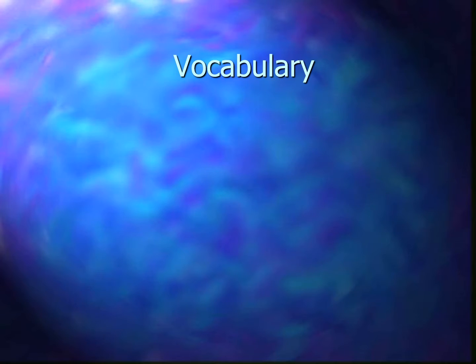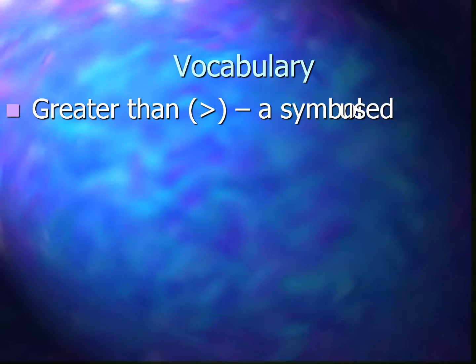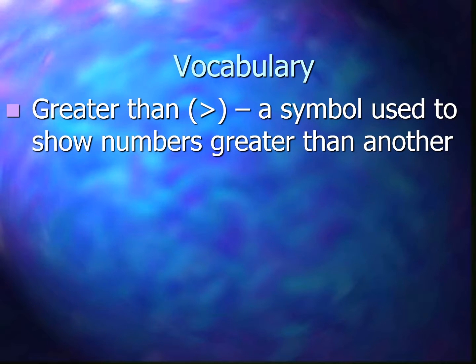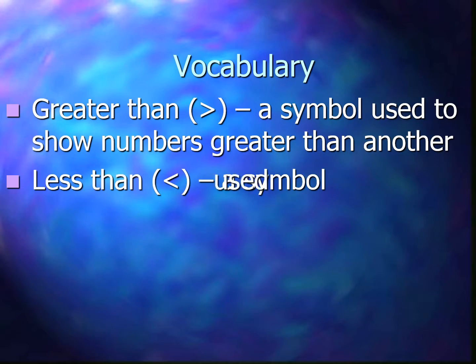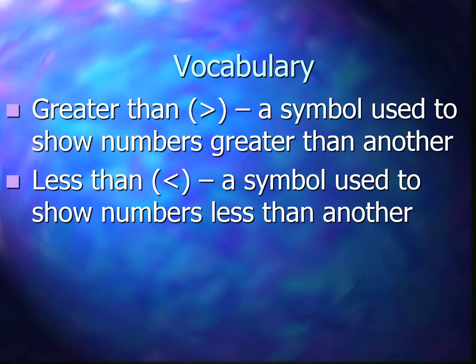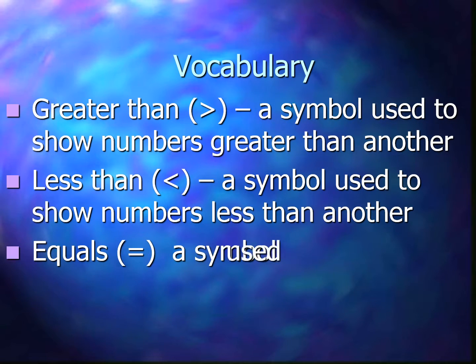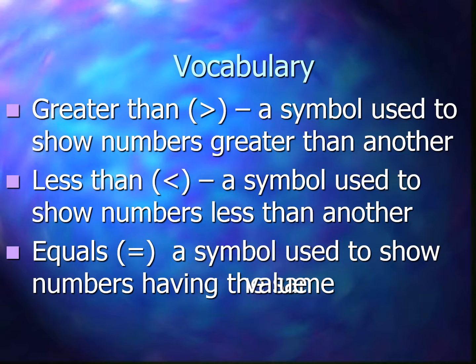Let's start off with some vocabulary. We have the greater than symbol, which is a symbol used to show numbers greater than another. We have the less than symbol, which is a symbol used to show numbers less than another. And we have the equal symbol, which is a symbol used to show that numbers have the same value.